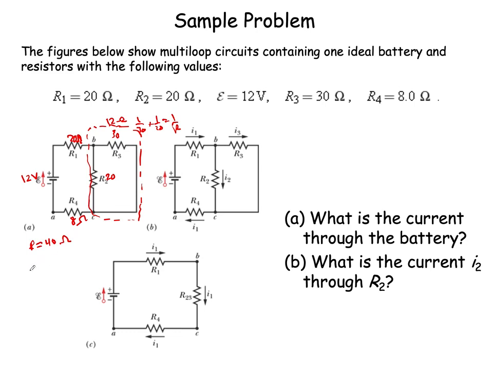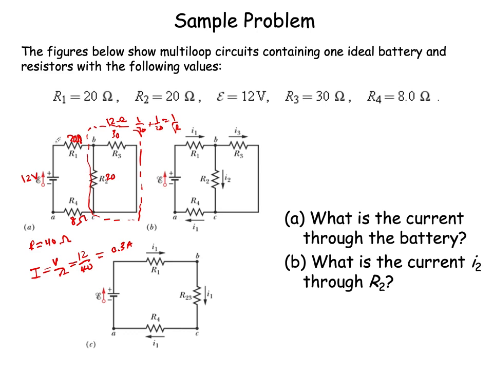What's going to be the current in the circuit, or the current flowing out of the battery, just V over R, is going to be 12 over 40, or, reducing it real quick, 3 over 10, 0.3 amps. And you can do the same kind of thing for the other two circuits. Calculate the current through R2.